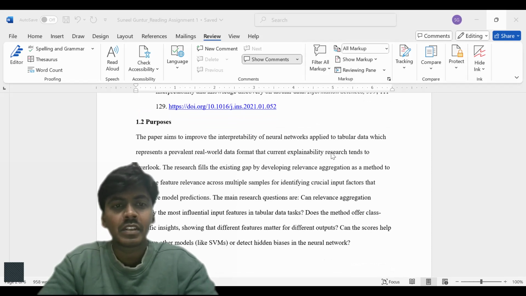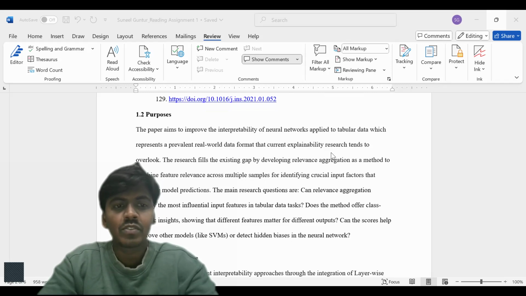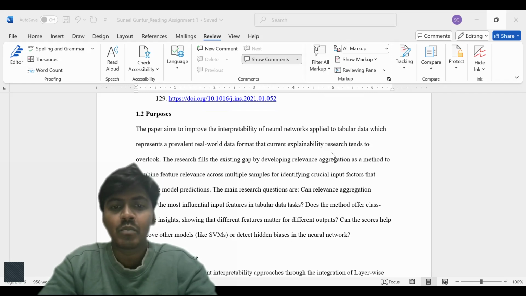The main goal of this research paper is to identify important input features, provide class-specific insights, improve other models, for example SVMs, and also detect hidden biases in the neural network.